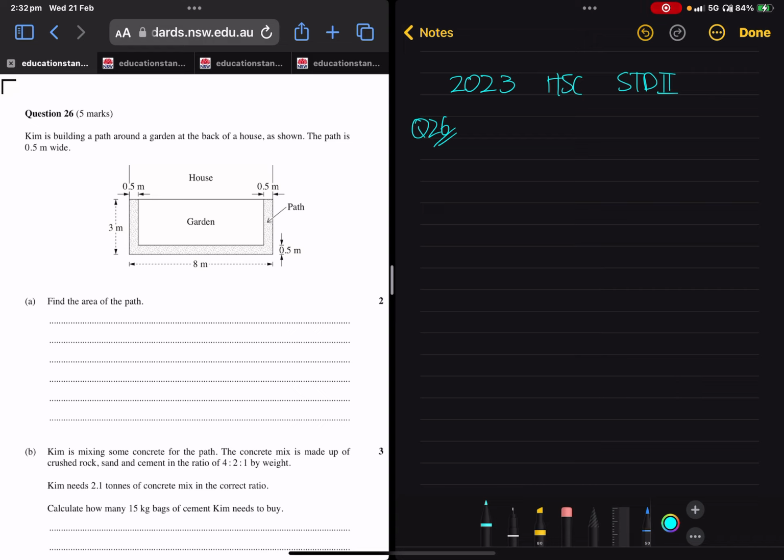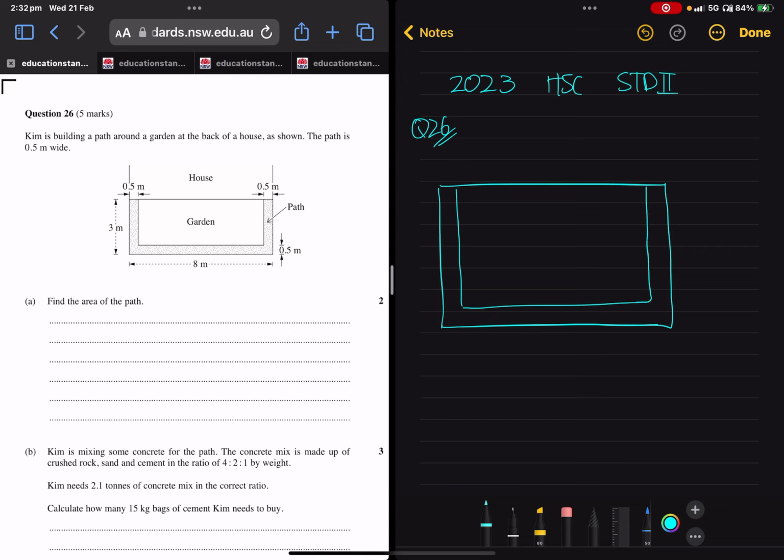Okay, so we'll just draw a little diagram. We have a garden and path area that is essentially a rectangle. We have a garden in the center. Now, one way we could do this is we could just find the area of the big rectangle and subtract the area of the garden. So we're told the big rectangle has height 3 meters and width 8 meters.